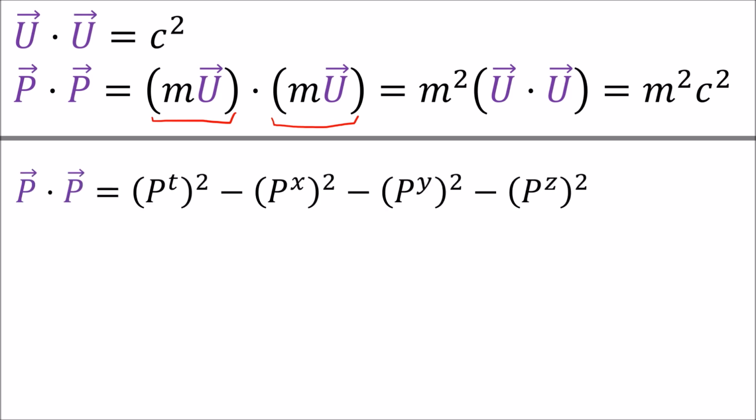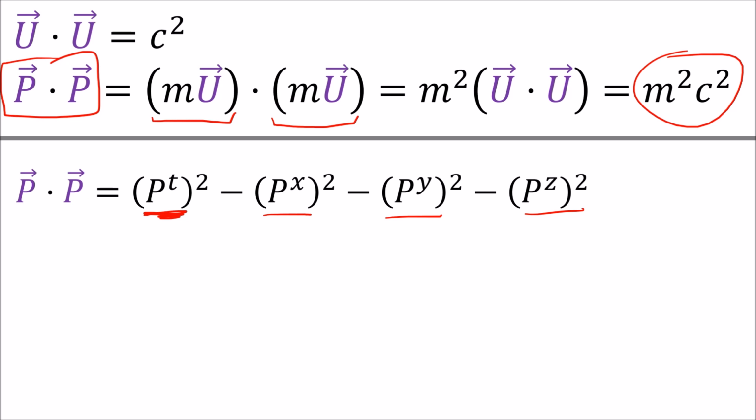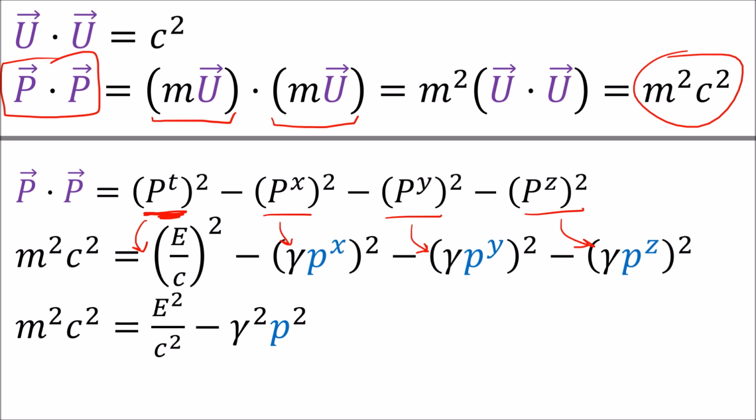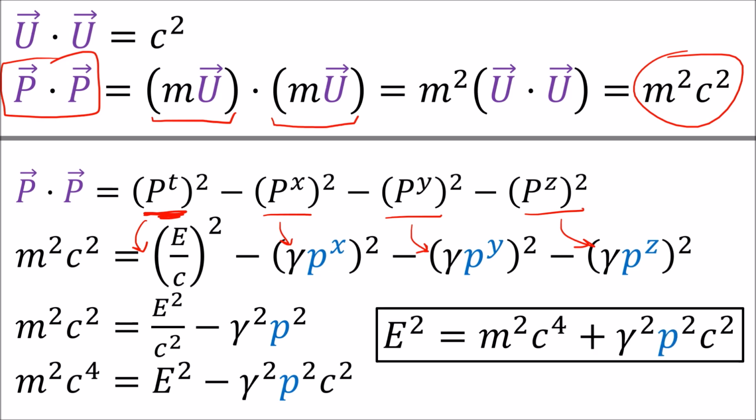We also know that we can calculate the dot product of 4 momentum with itself using the Minkowski metric, where the time component squared gets a positive sign and the spatial components squared get negative signs. We already know from above that big P dot big P equals m squared c squared, and the time component of the 4 momentum is energy over c, and the position components are just the 3 momentum components multiplied by gamma. Now we can multiply all terms by c squared to get this, then move this momentum term to the other side of the equation to get this.